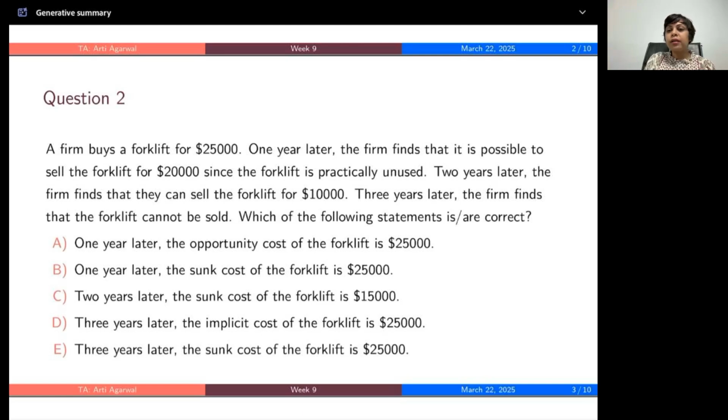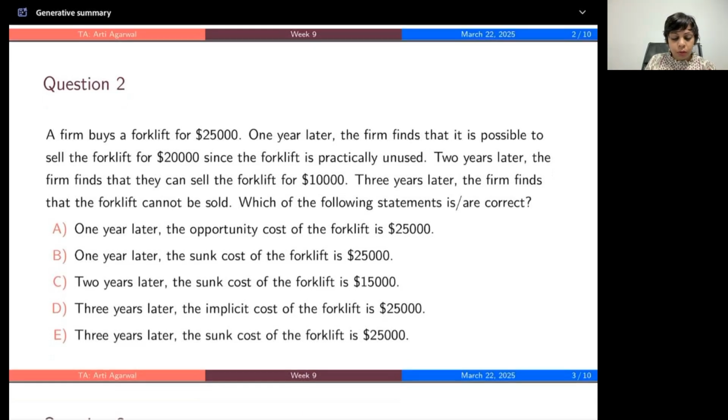So that opportunity cost is a kind of an implicit cost. In this case, the opportunity cost 3 years later is $0, right? Because you don't have any next best alternative. You can't recover any money by selling the forklift. So 3 years later, the implicit cost is $0. And the sunk cost 3 years later is still $25,000, because sunk cost is the same amount. It doesn't vary with time. So that answers all these. I've not written anything because this is mostly just conceptual, but I hope this explains the difference between sunk cost and opportunity costs.